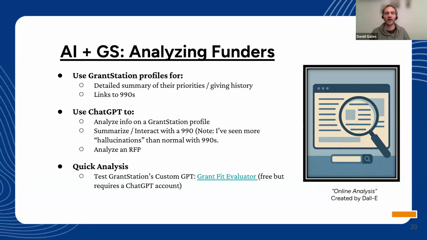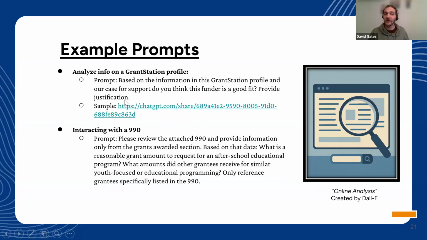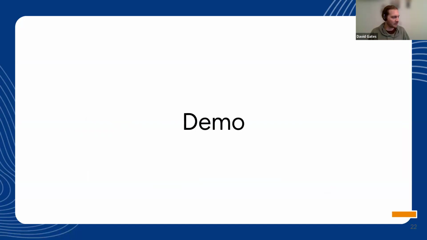Also, we have another custom GPT called the Grant Fit Evaluator that you can check out. It takes you through a series of questions and helps you decide whether or not this grant or this funder is actually a good fit for your program or project. But some example prompts that you can look at: you could analyze info in a GrantStation profile, and we're going to do that right now, and interacting with a 990, and we'll do that here as well. So let's jump back and do a quick demo of each of those.